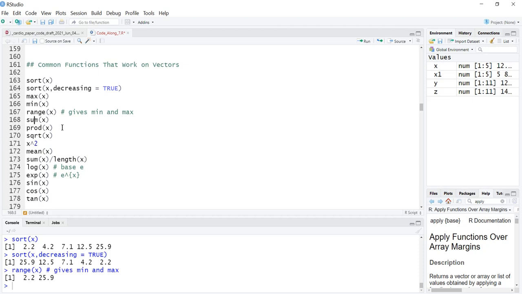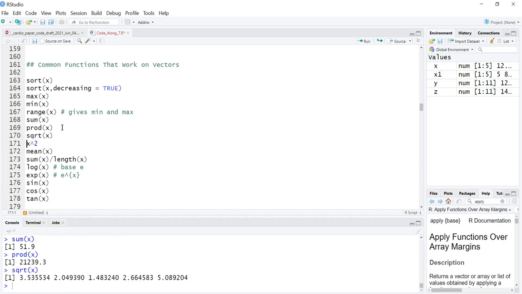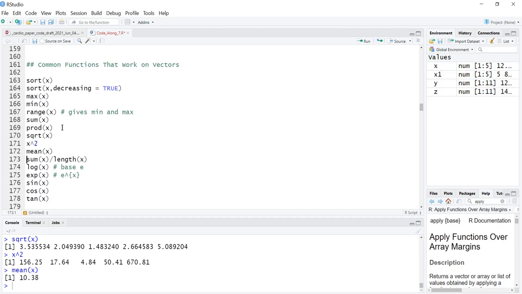The sum adds them all up. The product multiplies them all. Square root takes the square root of each. X squared takes the square of each element. Here's the mean. And I get the mean by taking the sum divided by the length. So that's the exact same value. That's how you calculate a mean. Add up all the values, divide by how many there are. The length of x tells you how many elements are in x, right?